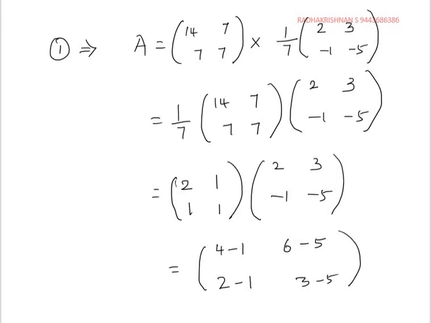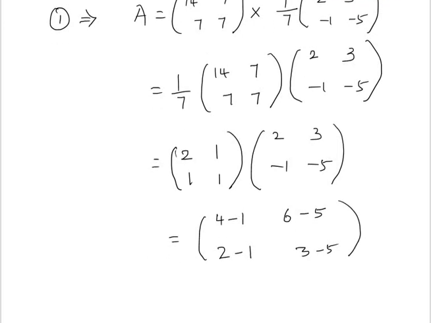4 minus 1. What is 4 minus 1? That is 3. 6 minus 5, 1. 2 minus 1, 1. 3 minus 5, minus 2. Therefore, this is the required answer. Right? Understand, children?